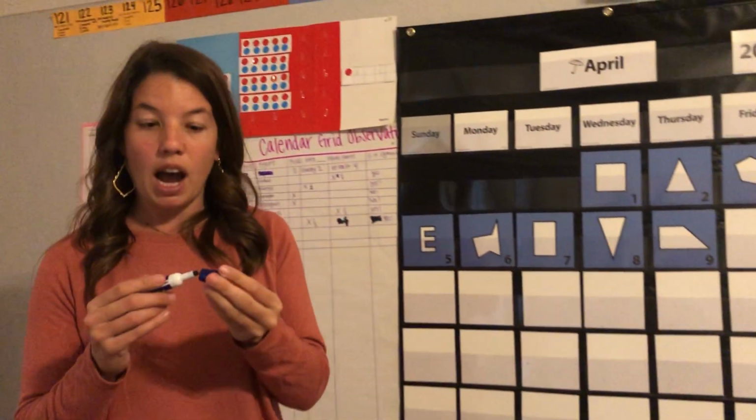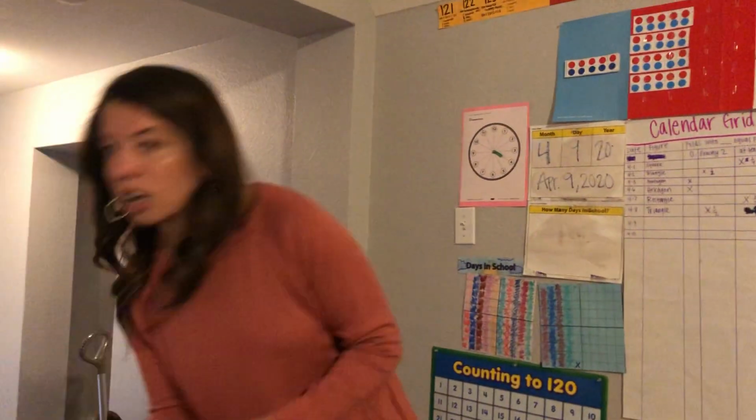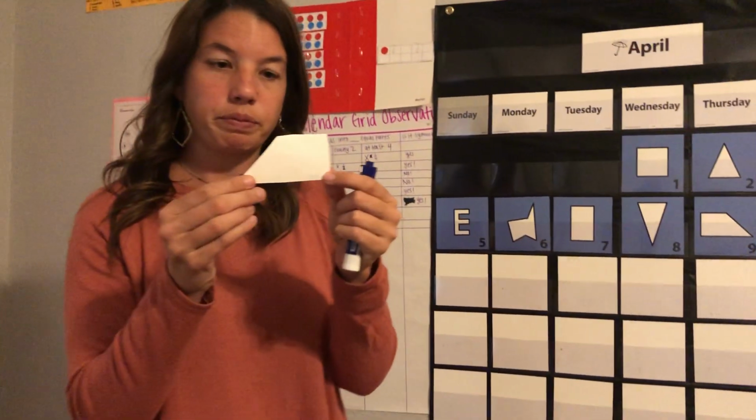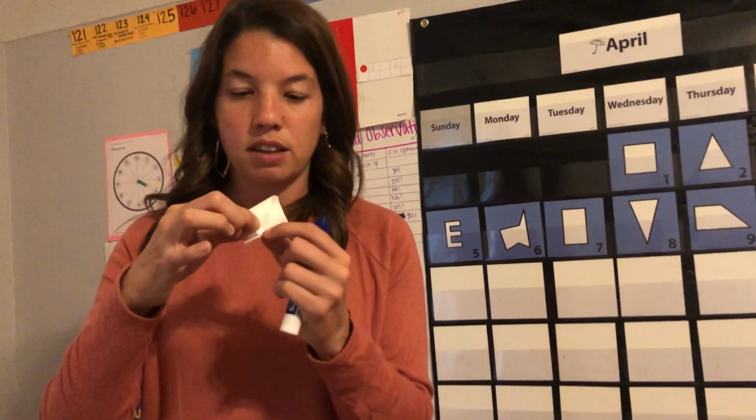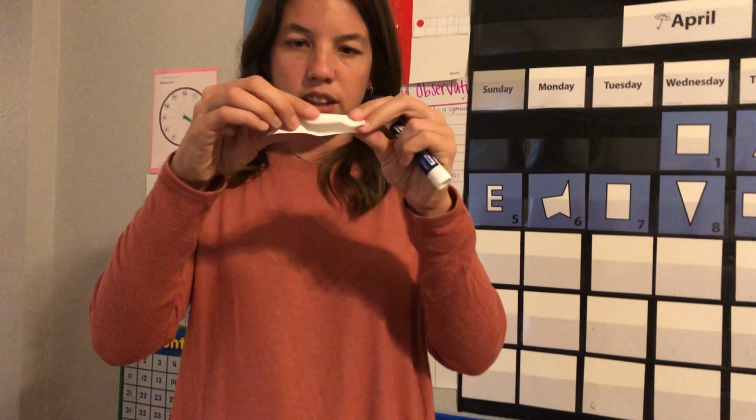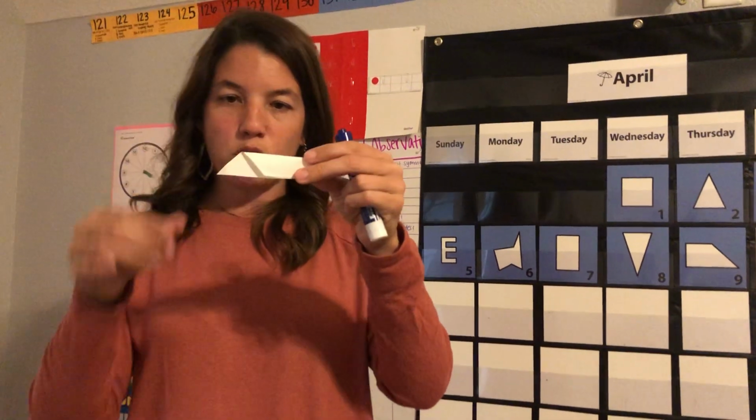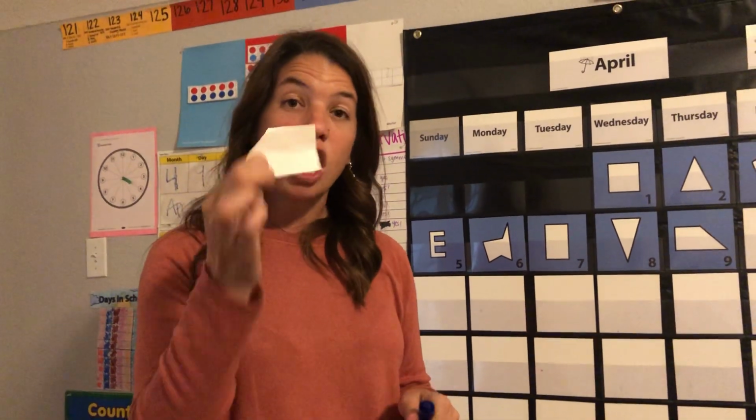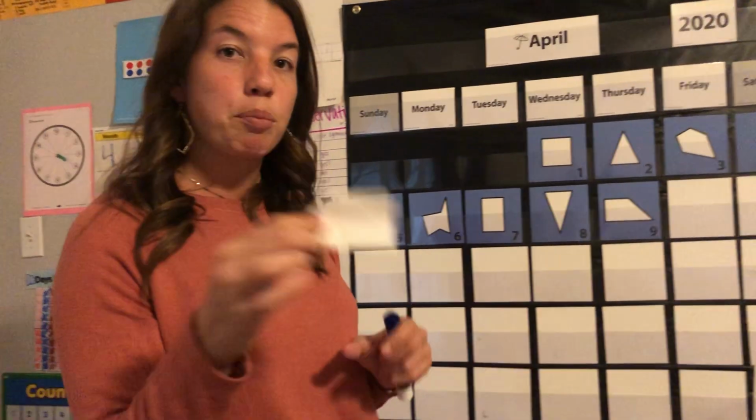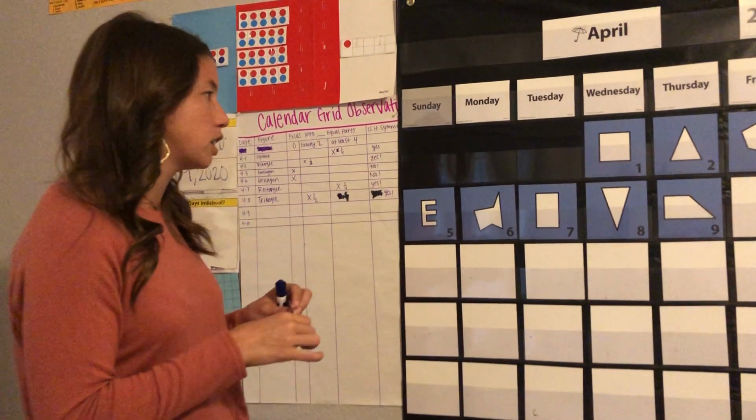Okay? So I have a quadrilateral, and we're going to see if we can fold it into 2 equal parts. If I fold it from the top to the bottom, is that 2 equal parts? No. What if I fold it down this way? Is that 2 equal parts? No. So this shape is not symmetrical because it cannot be folded into 2 equal parts.